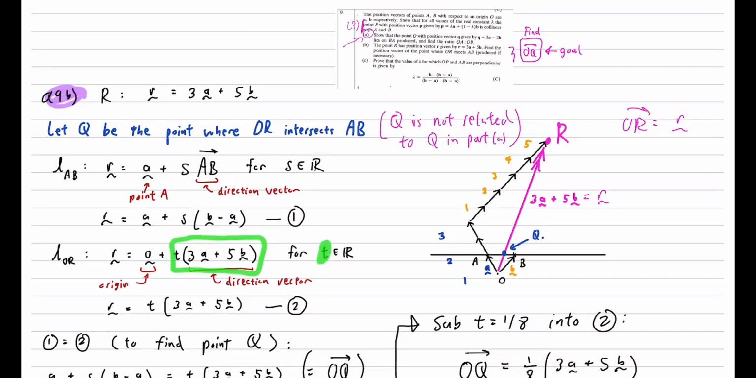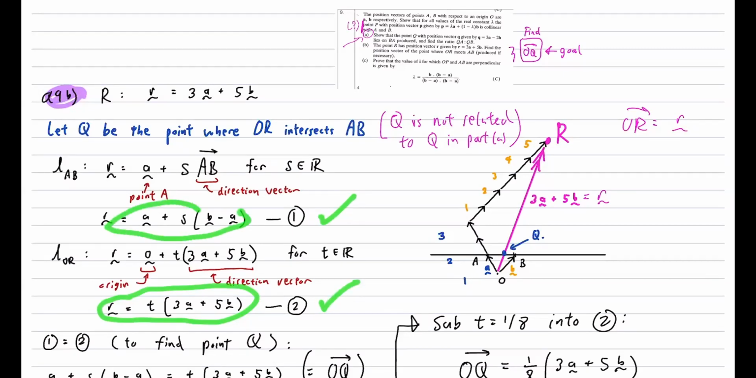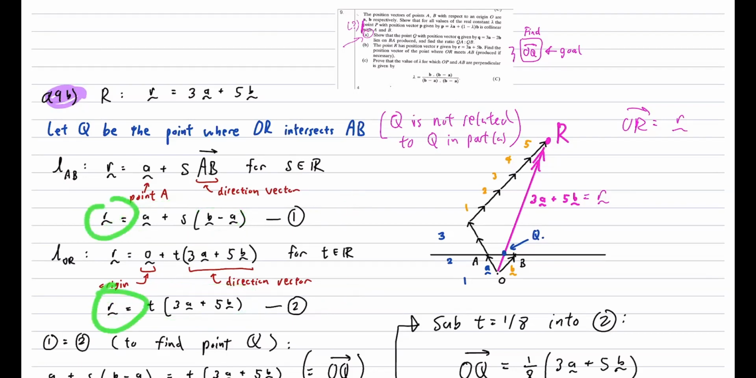Here, t is just an arbitrary variable, it doesn't matter. You could have picked lambda and mu, any letter. Then the direction vector here, that's the main point, 3a plus 5b. How do you get 3a plus 5b? It's because of this vector here. Line OR is parallel to itself. Does it make sense? So you're parallel to yourself, so that's why you can put down 3a plus 5b. So simplifying, we get r equals t times bracket 3a plus 5b. This is equation 1, this is equation 2.